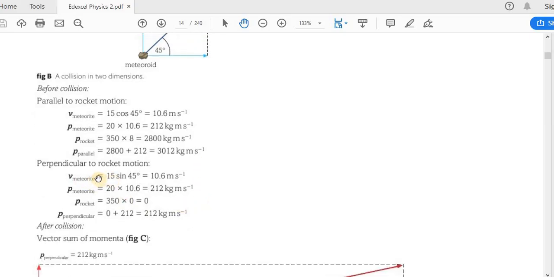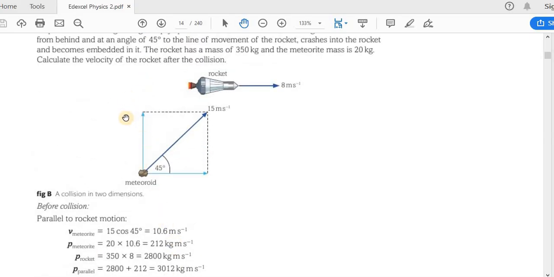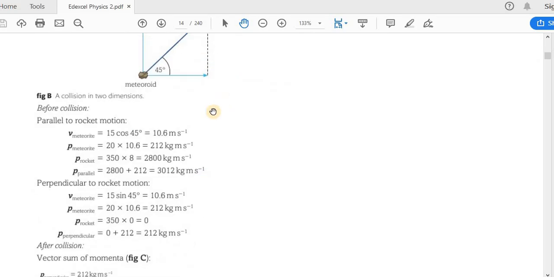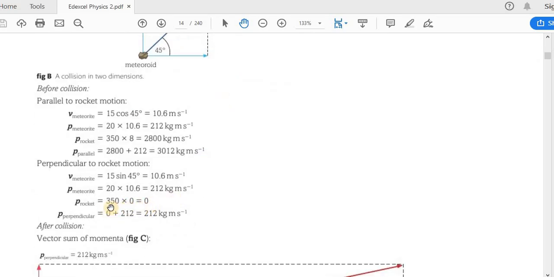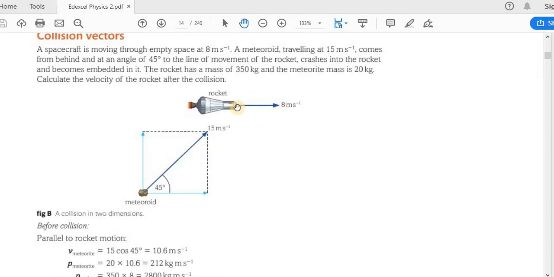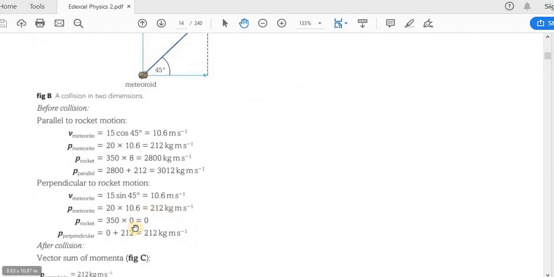Now we find the momentum perpendicular to rocket motion, that is in the y direction. 350 is the mass of the rocket, but it has no component in the vertical direction. If you do 8 cosine 90, it's 0. So that's why the momentum of the rocket in the y direction before impact is 0.